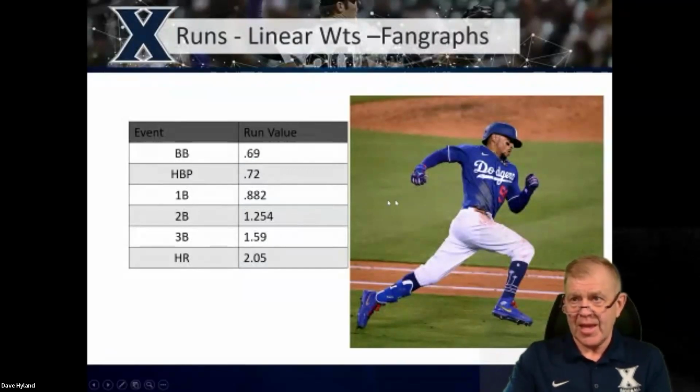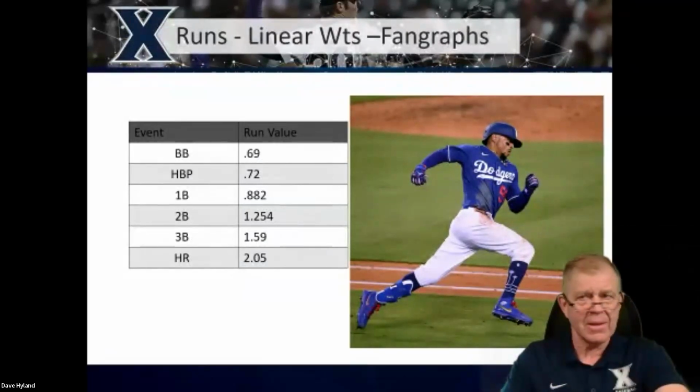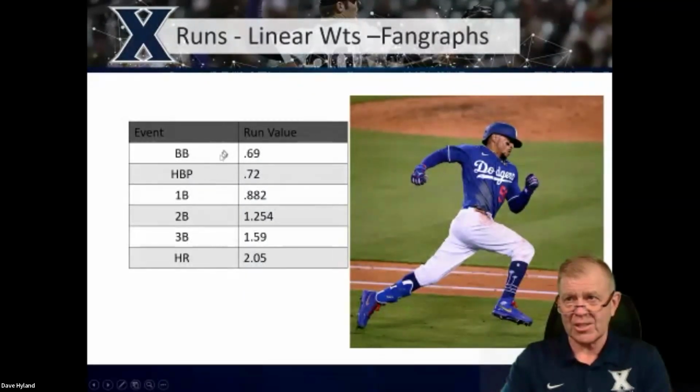So it turns out that a walk is worth 0.69 runs. These are actually a little higher. We scale them up so that wOBA looks like on base percentage. So the value of a walk is actually a little lower than this. The value of hit by pitch is a little lower than this.